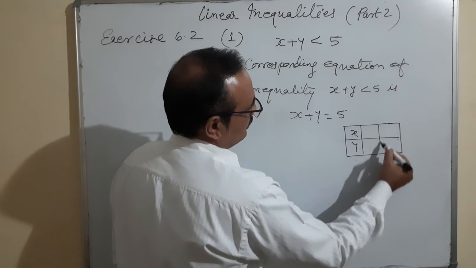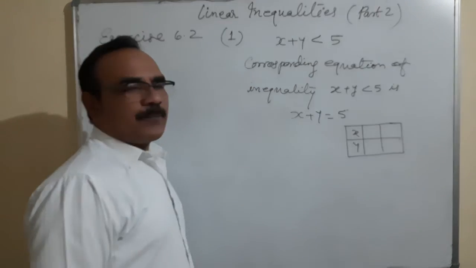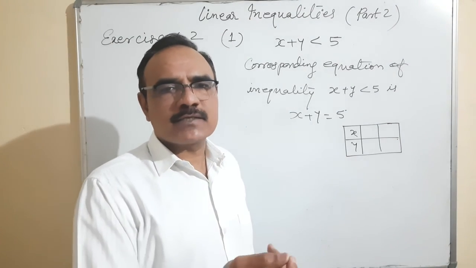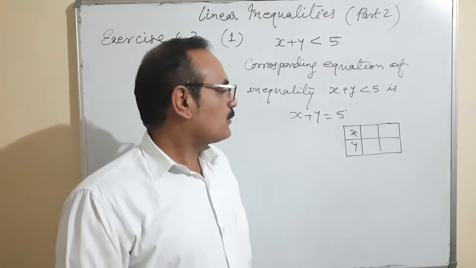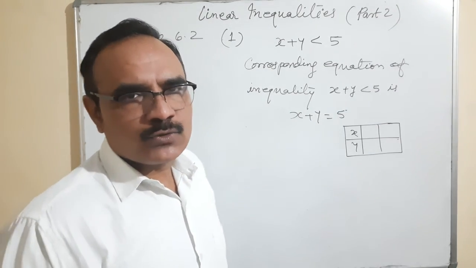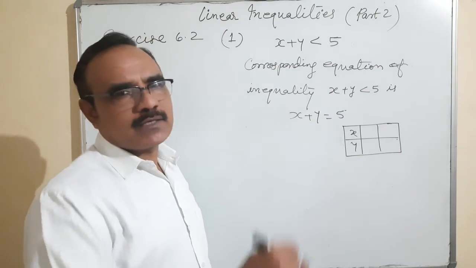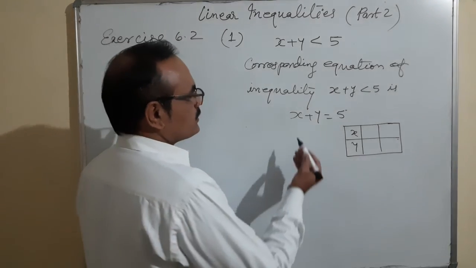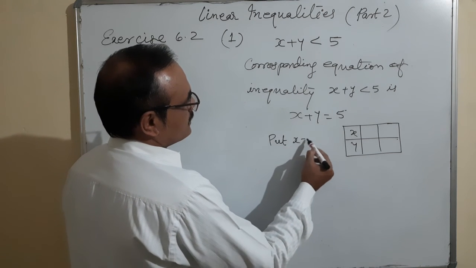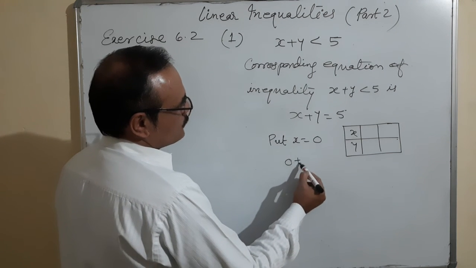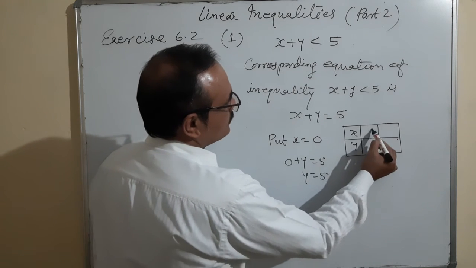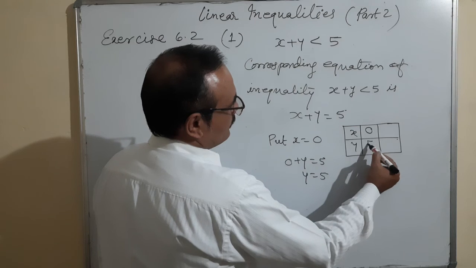x, y. Okay. So for x, I think two simplest values. We'll put x is equal to 0, getting the value of y. Put y is equal to 0, getting the value of x. Simply we can find the two coordinates, and with the help of that you can draw a line on the graph. So first I'll put x is equal to 0. So 0 plus y is equal to 5. y is equal to 5. So when x is equal to 0, then the corresponding value of y is 5.